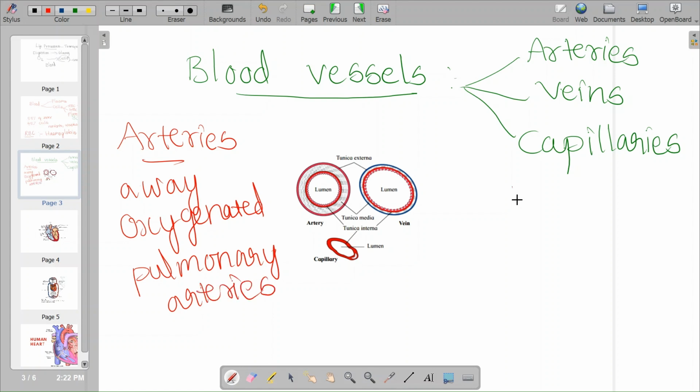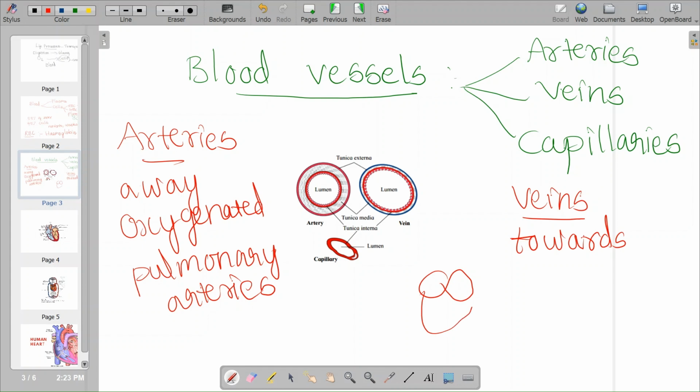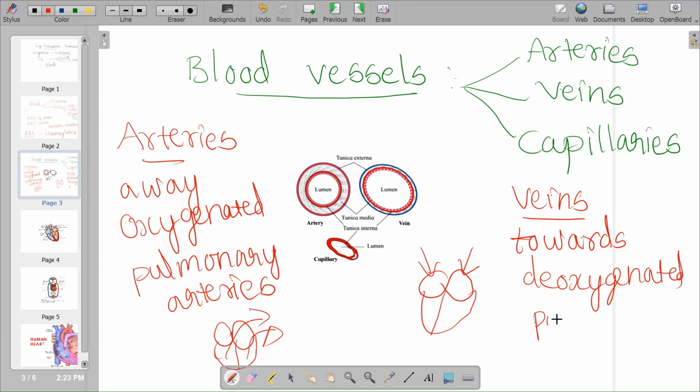Okay, veins. All veins carry blood towards the heart. Veins always bring the blood to the heart. So imagine if it is our heart, the veins' function is to bring the blood to the heart. The arteries' function is to carry the blood out of the heart. All veins carry deoxygenated blood except the pulmonary vein. The pulmonary vein carries oxygen-rich blood from the lungs to the heart.